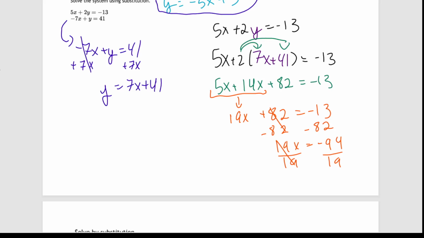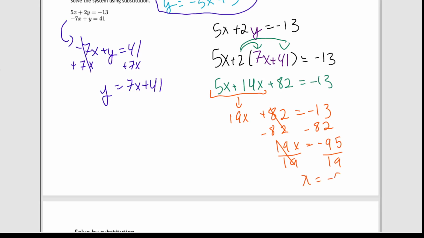I have a conjecture that maybe 19 actually does go evenly into 94. Actually, I don't think it does. Oh, wait, no, I added wrong. Where did I just add wrong? Aha. 13 minus 82 is not 94, that is 95. And 19 definitely does go evenly into 95.